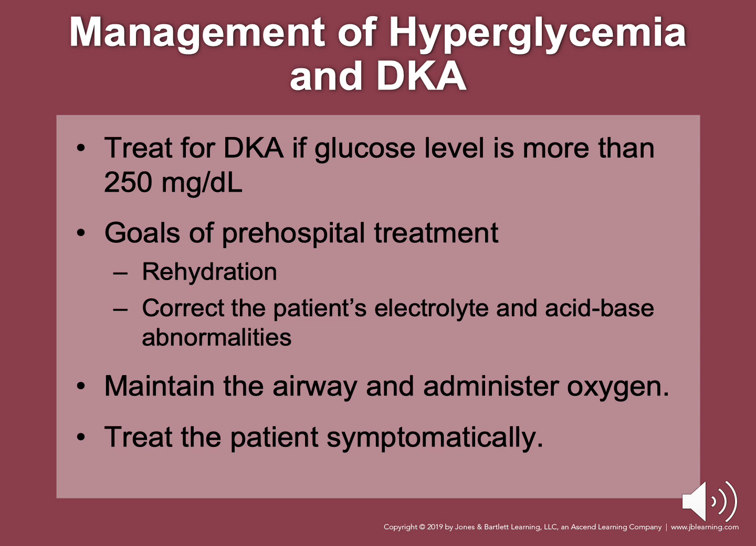So, management of the hyperglycemic patient or DKA is usually a glucose level of more than 250 milligrams per deciliter. The goal in DKA is to start the rehydration process and to correct the electrolyte and acid-base abnormalities. Maintain the airway and administer oxygen, and be alert for vomiting and aspiration. So you gain IV access and administer a 20 mL per kilogram bolus of isotonic crystalloid solution, looking for signs of dehydration.